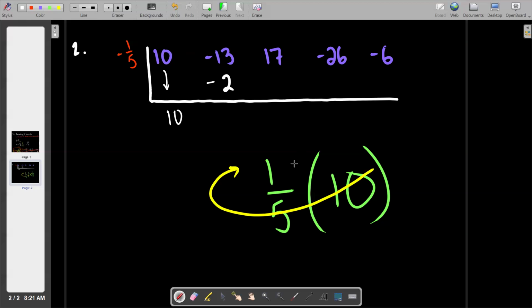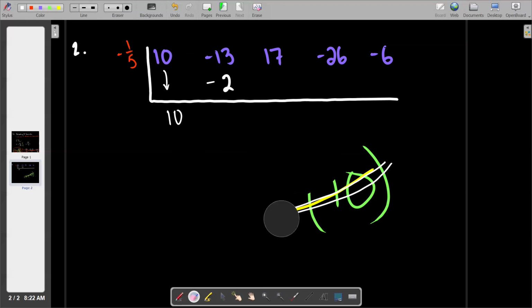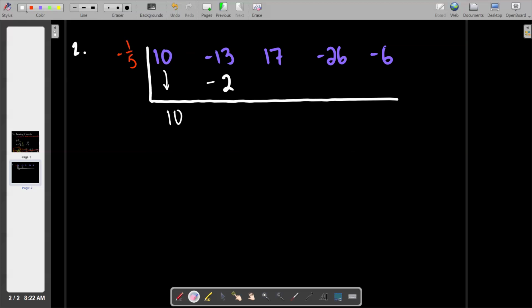Uh-oh, that's from the yellow hook. 10, hold on, stop, listen. Follow the hook. 10 divided by 5 times 1. 2 times 1. Got it? Okay, that's the process you're going to do every single time: divide and multiply, divide and multiply. So when we add these two numbers together, we get negative 15, and now we get to practice again.